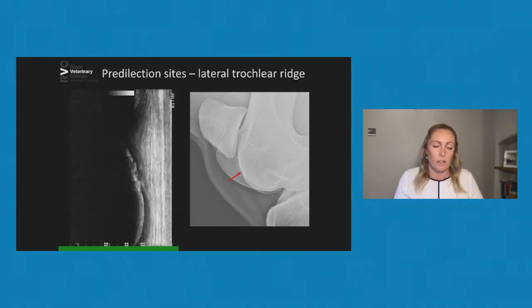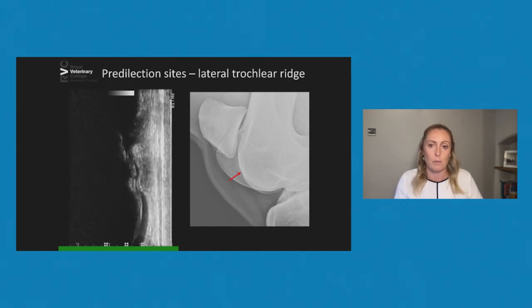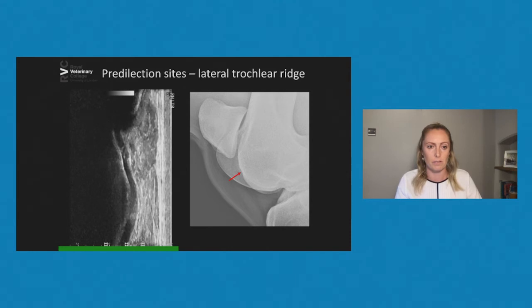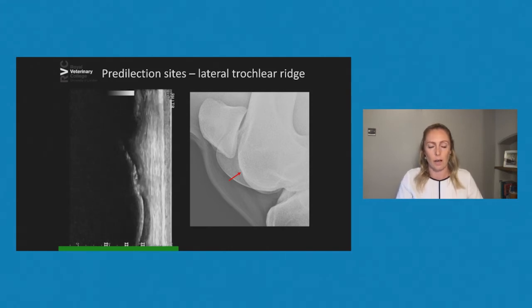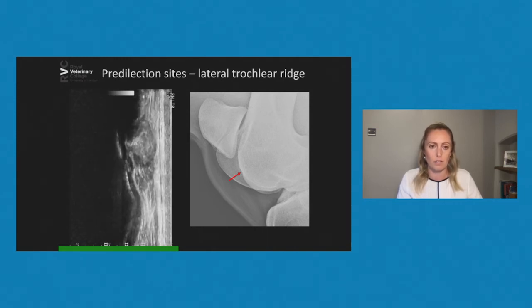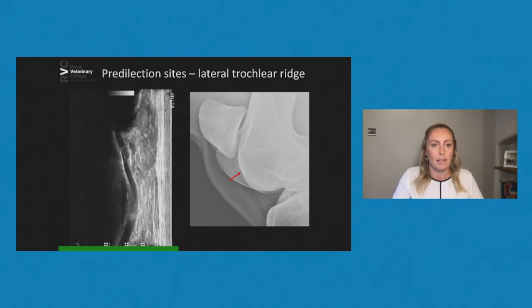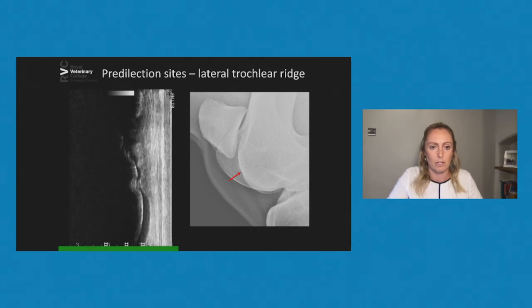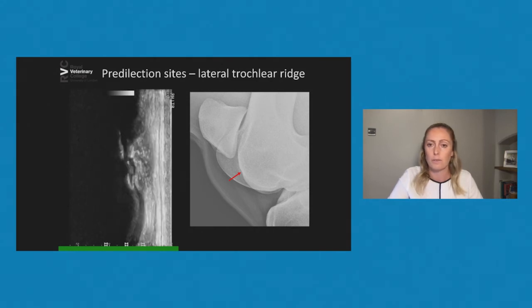And this is just a nice ultrasound video of this same lesion, giving us some really nice detail about the size of the defect. You can look further around into the intertrochlear groove. You can see the extent in multiple directions of the defect. At the top of the ultrasound image, we've got the distal aspect of the patella and then the lateral trochlear ridge coming down.